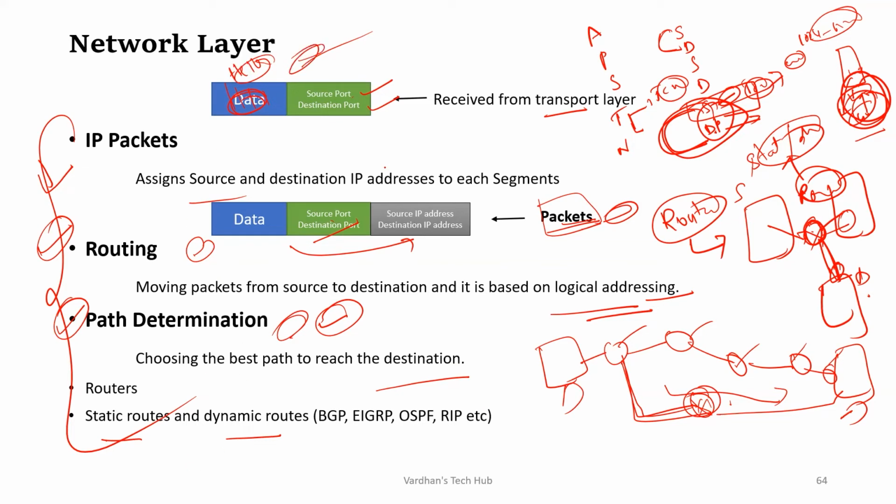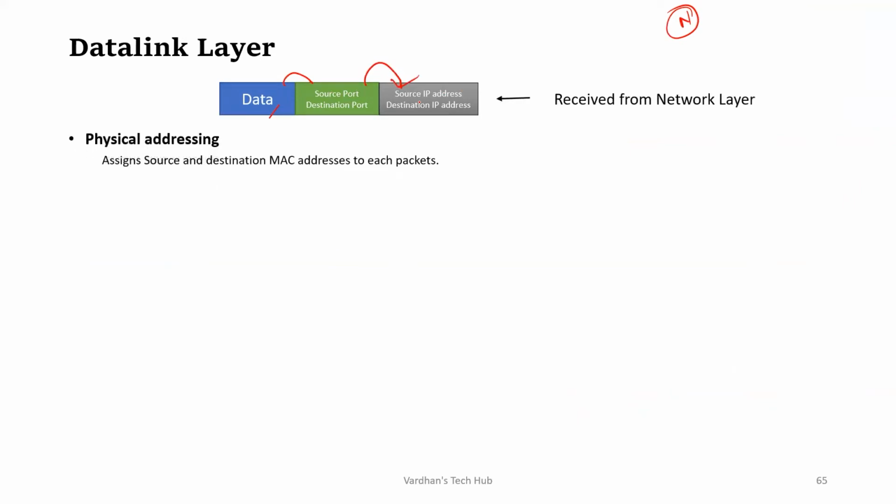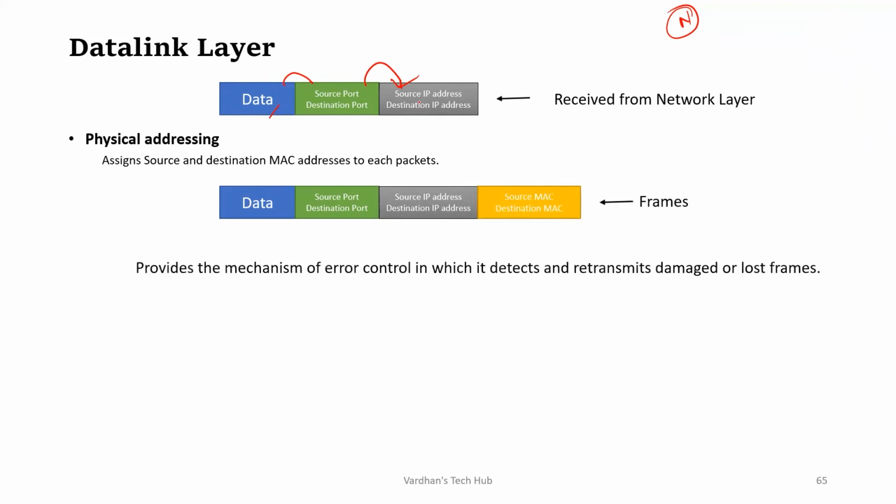So the next layer is the data link layer. Here the data link layer receives the data from the network layer, right? In the network layer we have this information: data, source port and destination port, and source IP and destination IP address. Here, the data link layer adds the source MAC address and destination MAC address. This is called a frame. In the network layer, it is called a packet; in the data link layer, we call it a frame.